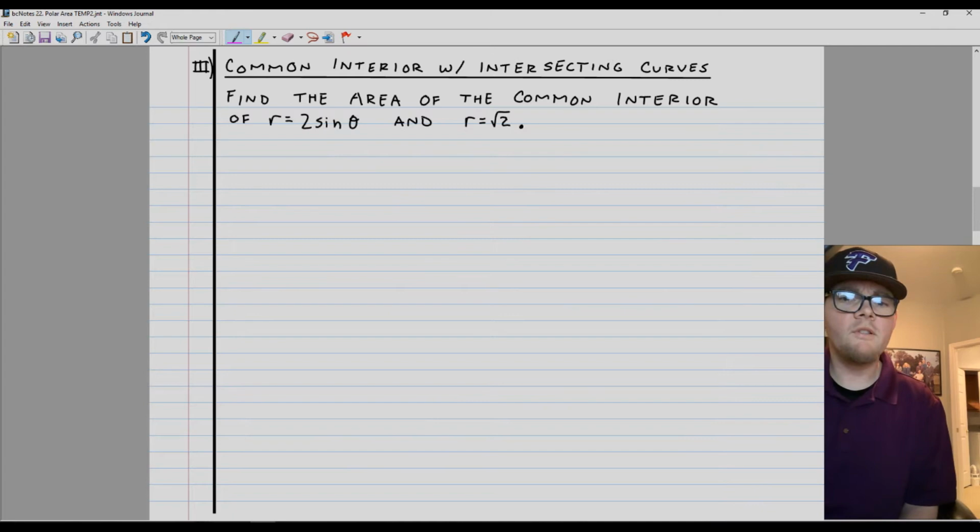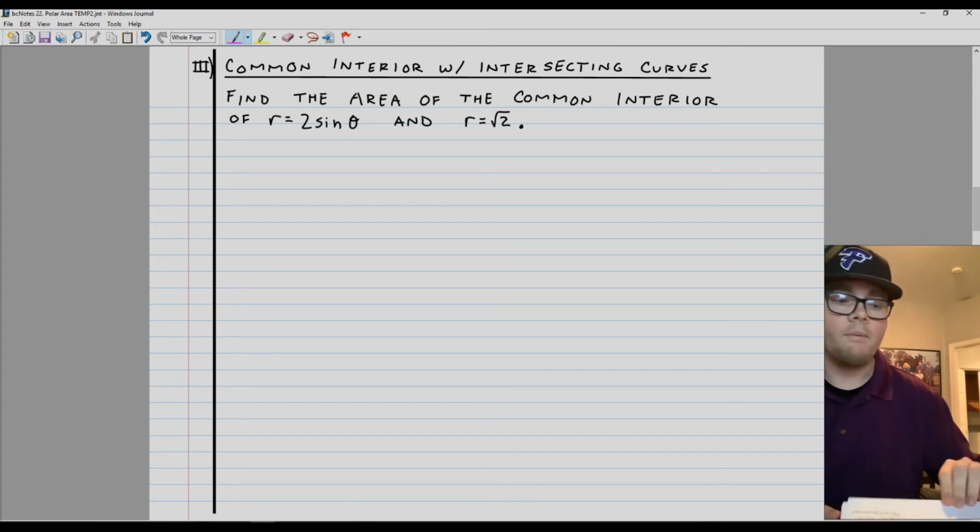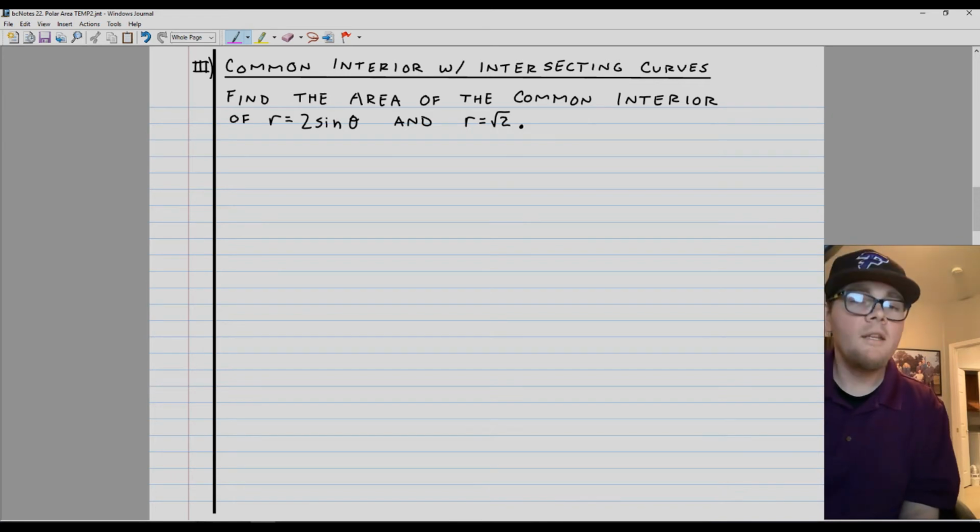So the third situation is the most involved, it's the most difficult, but in reality, I don't think it's that difficult to actually do. It's just difficult to conceptualize and see how things work if you're not comfortable with the pizza slice strategy that we've been using. The third situation is the common interior with intersecting curves. Up to this point, we've avoided the issue of two different curves intersecting each other, but now we're finally ready to attack that.